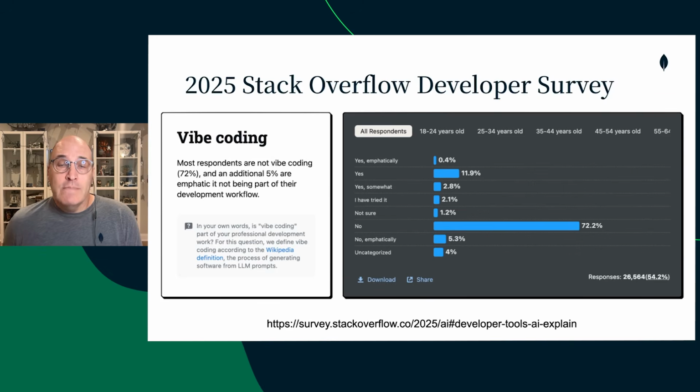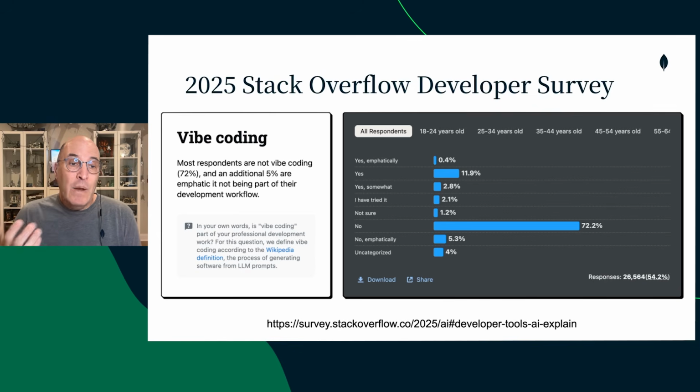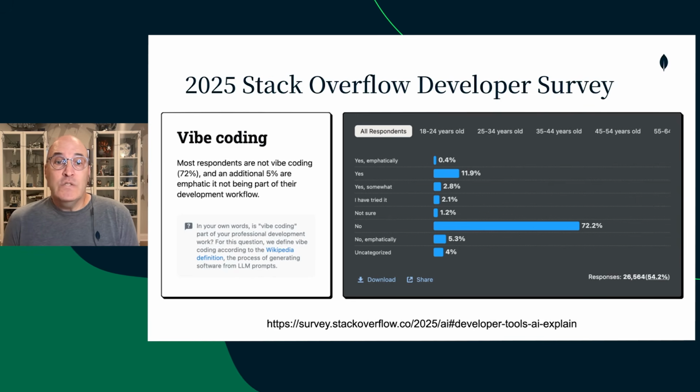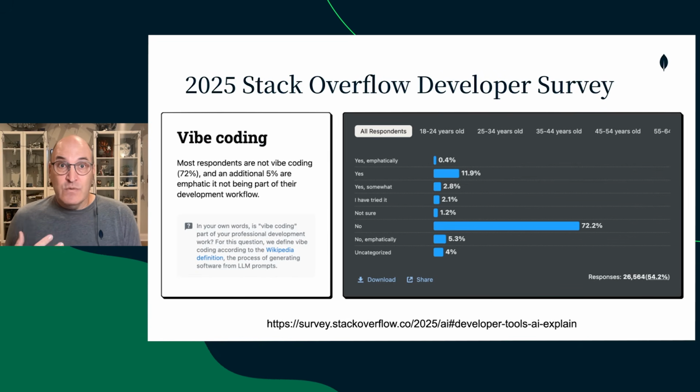So why do this at all? You may have seen the recent 2025 Stack Overflow developer survey, and it had a lot of AI questions on it. Of all the AI questions, the vibe coding one is the one that really stuck out to me. When asked in your own words, is vibe coding part of your professional development work? A whopping 72.2% said no, and another 5.3% said no emphatically.